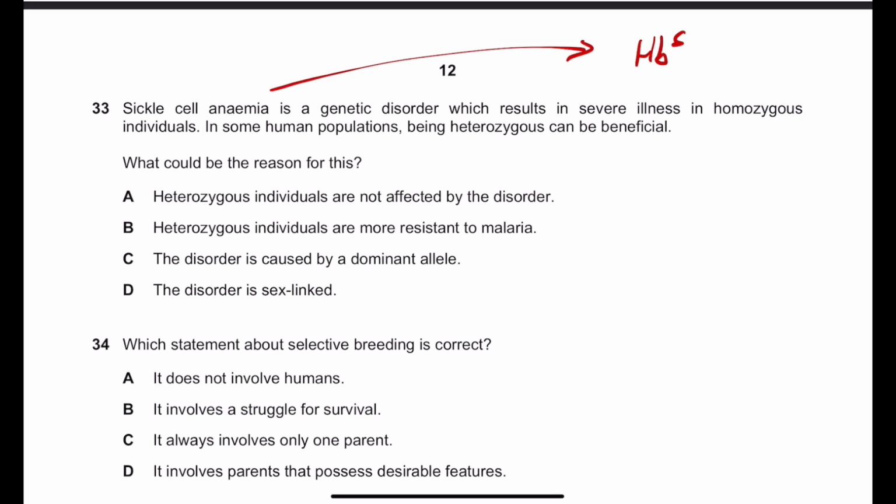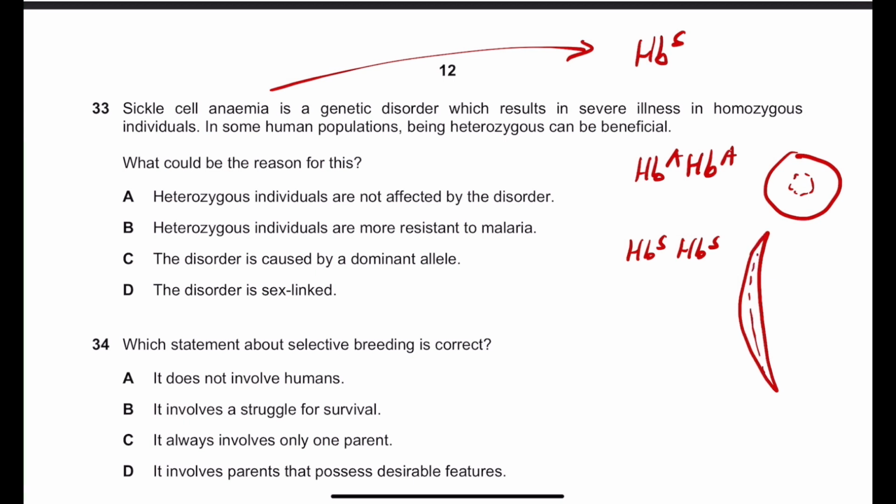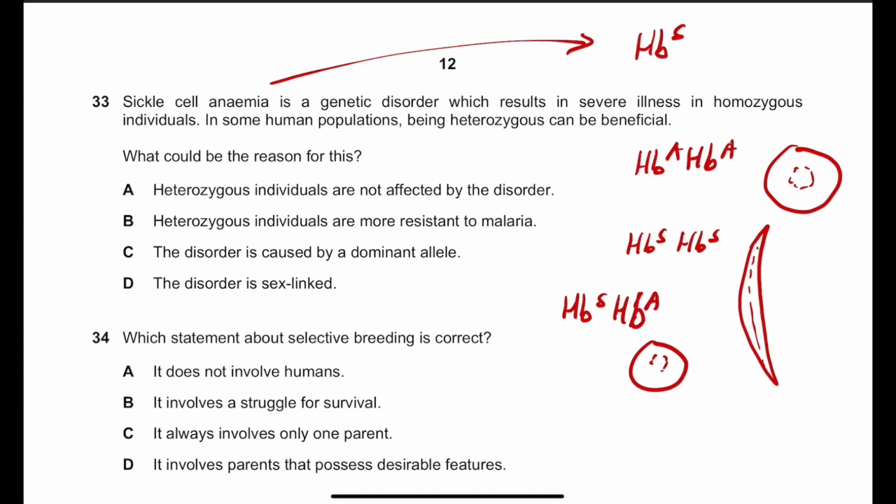HBS allele. So if a person has HBA alleles only, then the person will have red blood cells in their normal shape because the hemoglobins are normal. But if a person has HBS and HBS, then the person's red blood cells will be sickle shaped. The funny thing is, however, if a person has both A and S, the normal and the sickle cell allele, then some of his or her red blood cells will be normal, and some of the others will be sickle shaped.